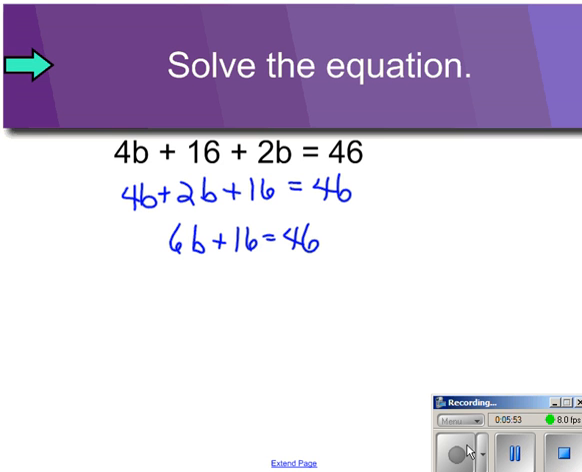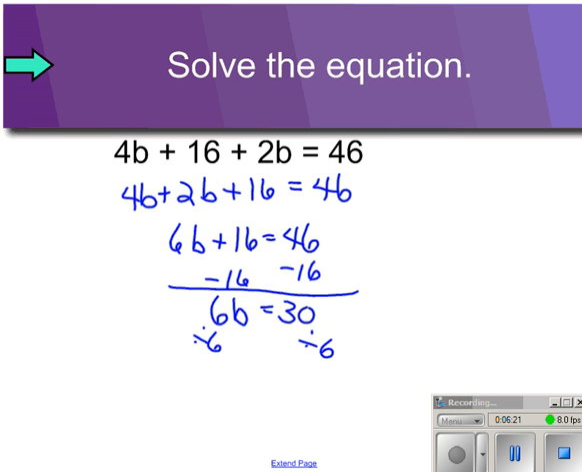So our next step with this would be doing what? George? And I would get what? I would get 6b equals 30. My next step would be what, Levi? And then I would have b equals 5. And then I would go through the check.